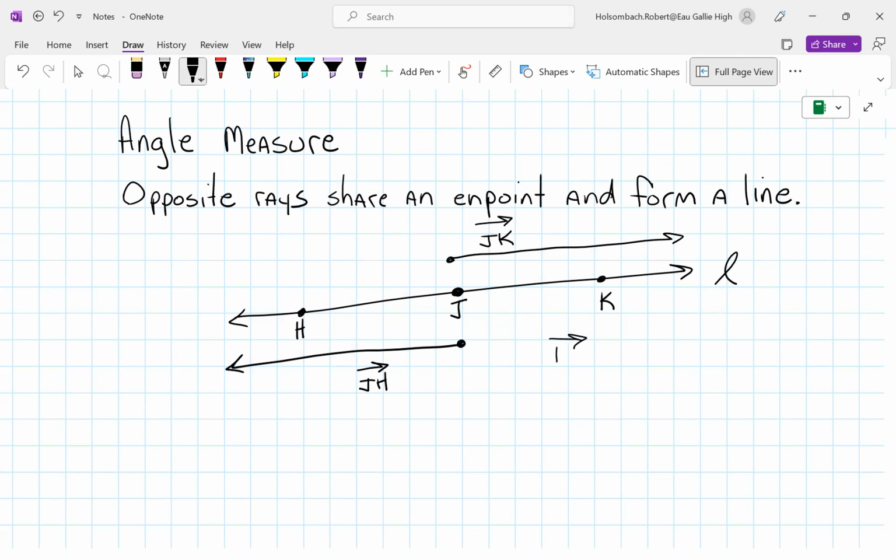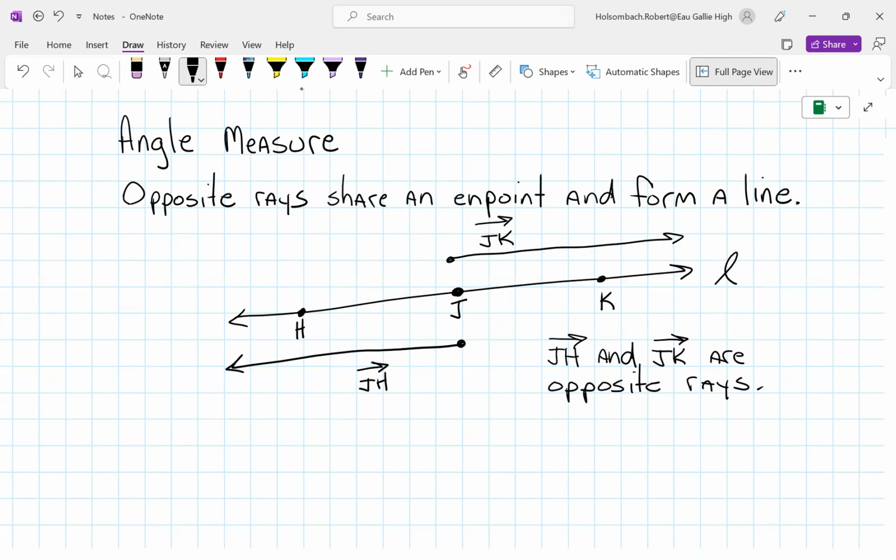So ray JH and ray JK are opposite rays. Make sure when you're describing opposite rays that they share an endpoint. If you're listing opposite rays, both descriptions should start with the same letter. Both descriptions need to start with the same letter when you are describing opposite rays.